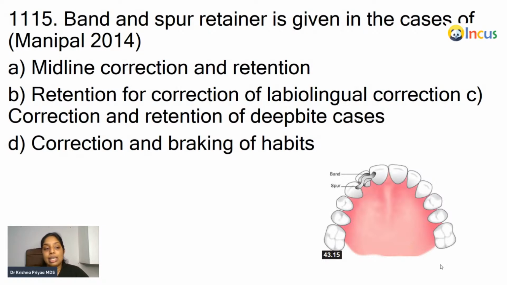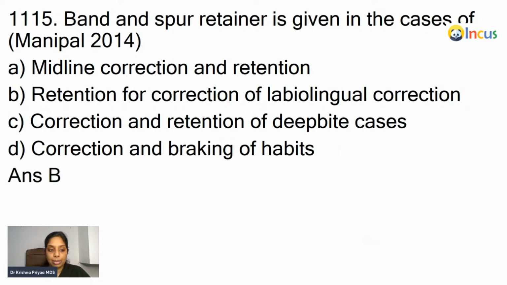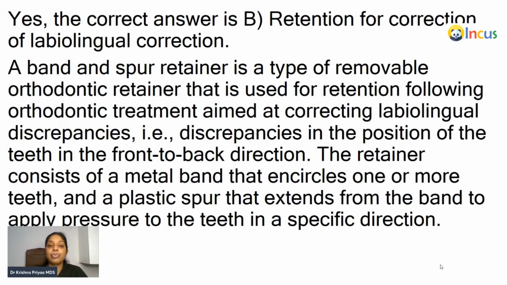Barrel and spur retainer is given in the cases of what? Midline correction and retention, retention for labiolingual correction, or in case of deep bite, or in case of breaking habits. So mainly it is band and spur. As you've seen in the picture, it is used mainly for the labiolingual correction, that is forward and backward correction. They are made in such a way that the labiolingual correction is maintained, and they also provide for the retention.